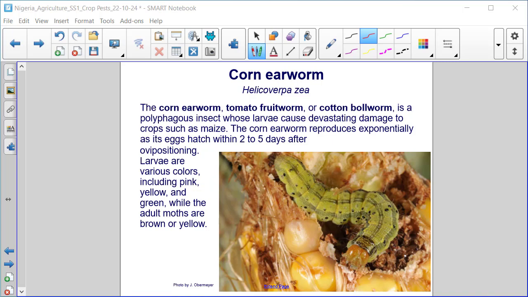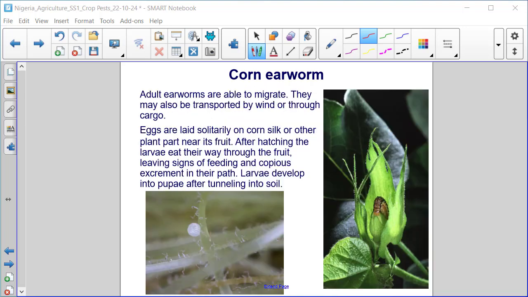Corn earworm, Helicoverpa zea. The corn earworm, tomato fruitworm, or cotton bollworm is a polyphagous insect whose larvae cause devastating damage to crops such as maize. The corn earworm reproduces exponentially as its eggs hatch within 2 to 5 days after ovipositioning. Larvae are various colors, including pink, yellow, and green, while the adult moths are brown or yellow. Adult earworms are able to migrate. They may also be transported by wind or through cargo.